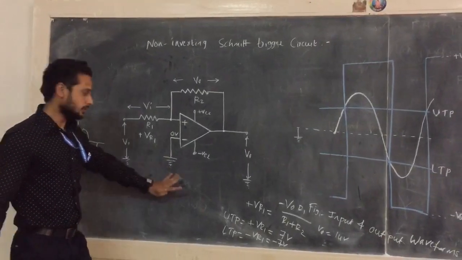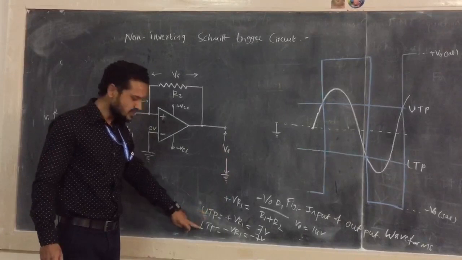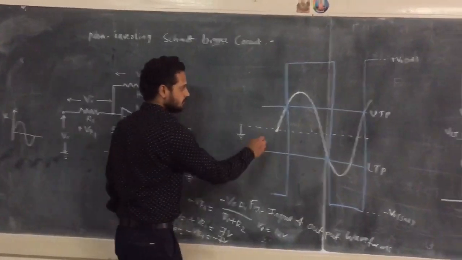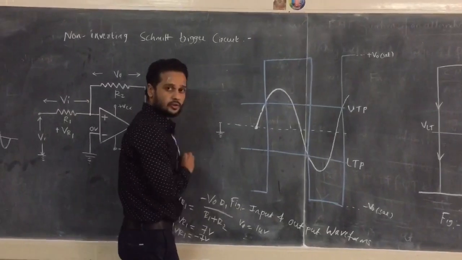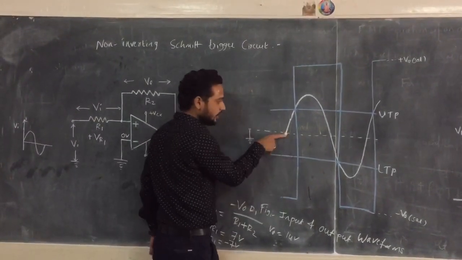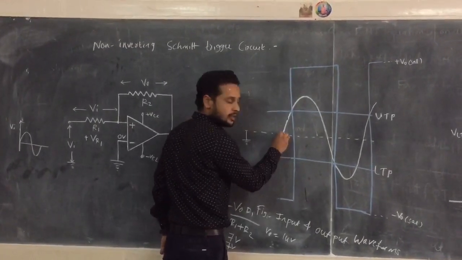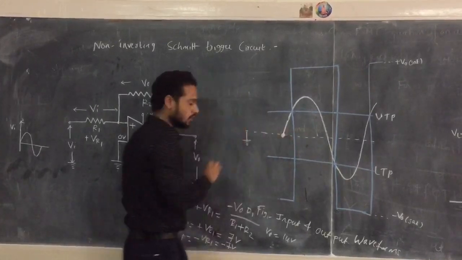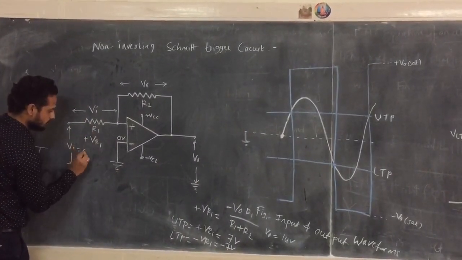For the first step, we have to calculate the value of the upper triggering point and the lower triggering point. So let us deal with this analysis the same way as we did for the inverting symmetrical circuit. At this point, what will be the value of input voltage? It will be 0. So the input voltage here is 0.